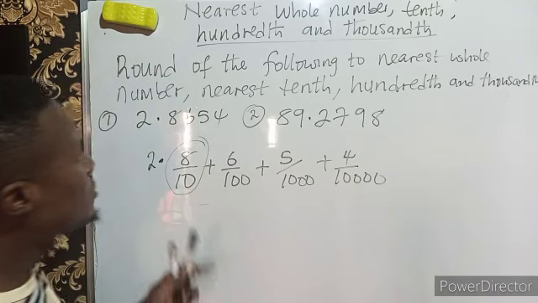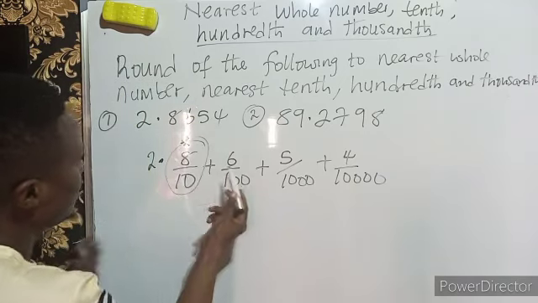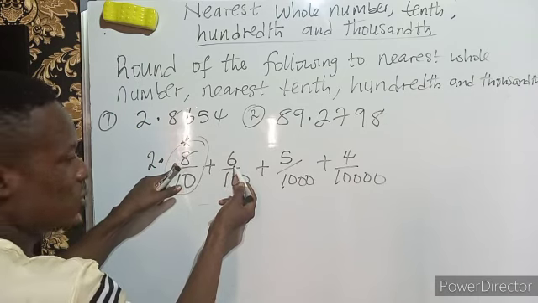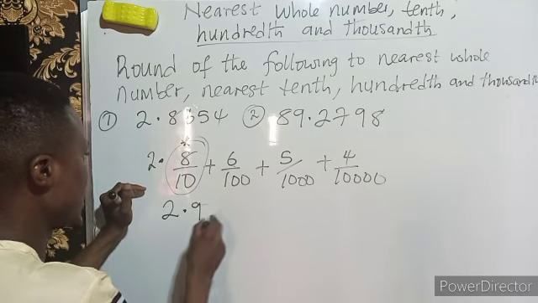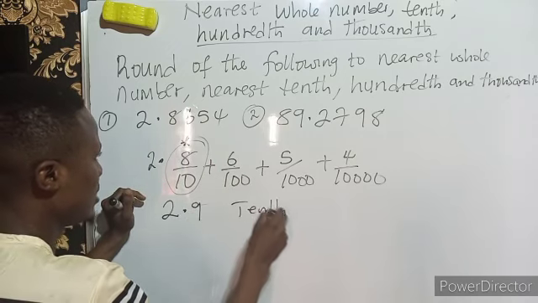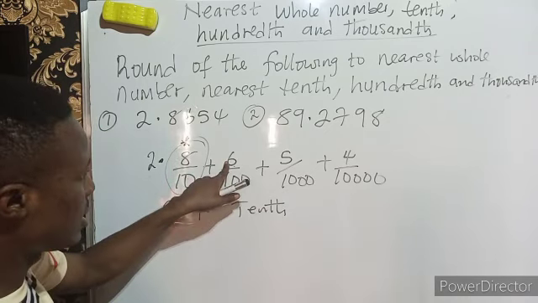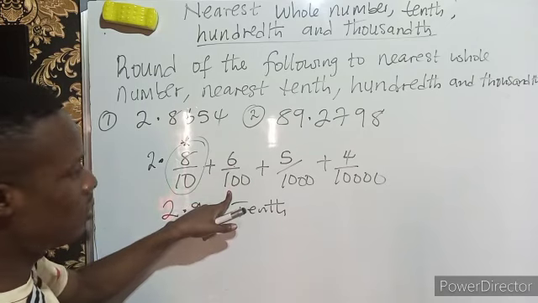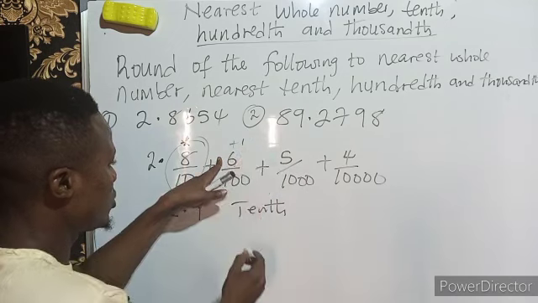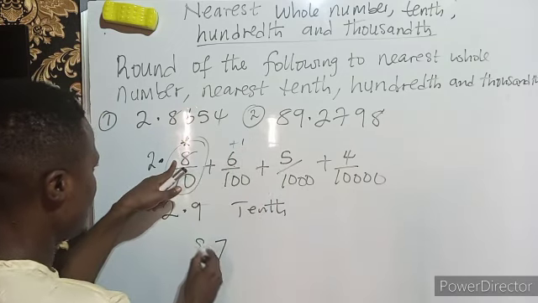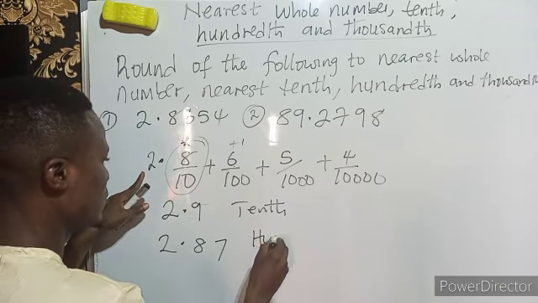So because I'm asked to round to the nearest tenth, this is the tenth, so my target should be 8. But the next number to this 8 is 6, which is up to 5. I'll add 1 to 8, 8 turns to 9, so it becomes 2.9 to the nearest tenth. If I want to round to the nearest hundredth, this is the hundredth, 6, because it bears 100 below it. The next number there is up to 5. I'll add 1 to 6, it turns to 7. So I have 2.87 to the nearest hundredth.